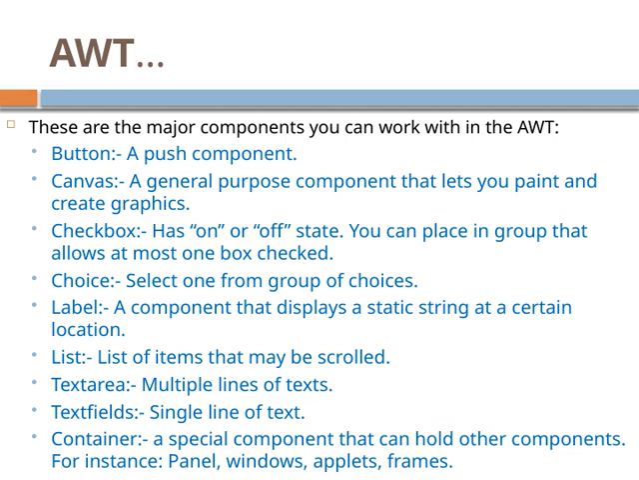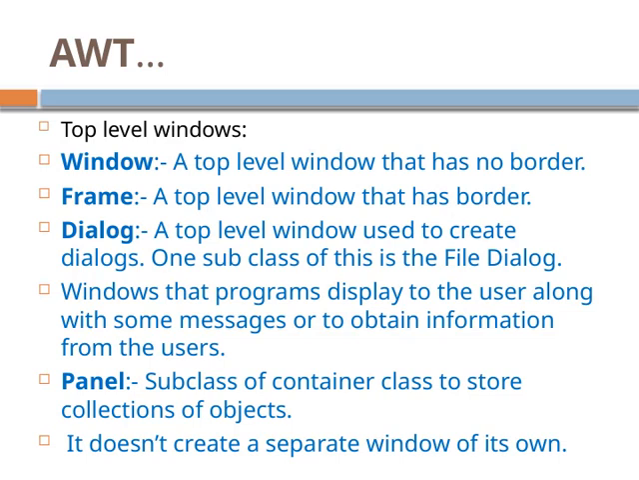They help us create interactive, user-friendly applications that are both functional and visually organized. Let's take a closer look at AWT and its top-level windows. First, we have the window, which is a top-level window without any borders. It's useful when you want a plain, undecorated window for your application.